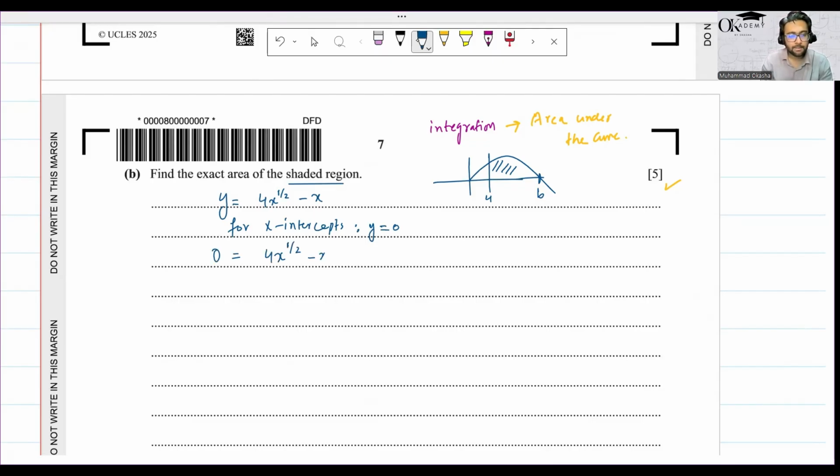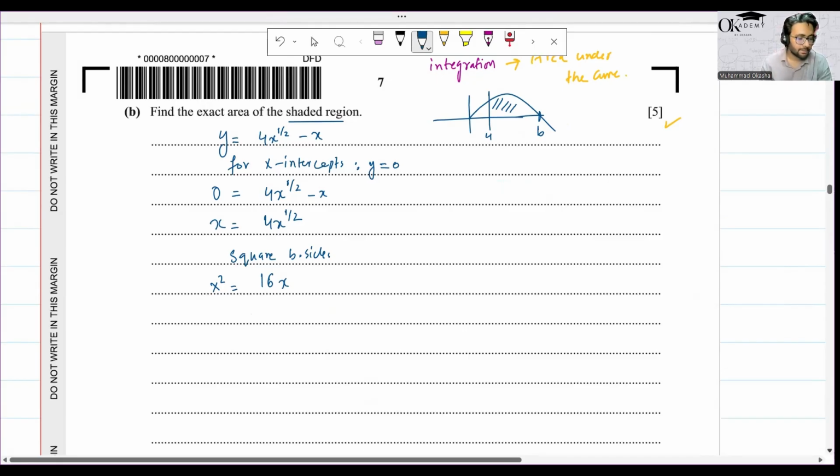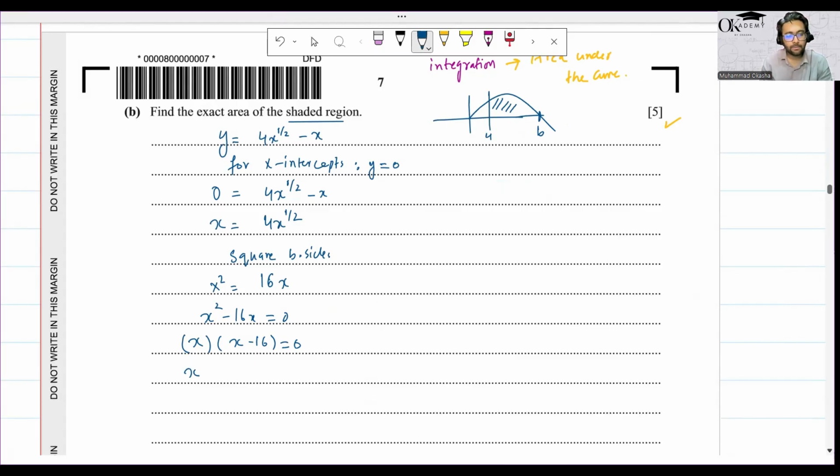4 x to the power of half minus x equals 0. I'll move x over to the other side. For x to the power of half, I'll square both sides. So that's going to give me x squared equals 16x, since the square of 4 is 16. I could move 16x over to this side: x squared minus 16x equals 0. If I take x as common, I'm going to get x times (x minus 16) equals 0. Either x equals 0 or x equals 16. I hope you know how to do this, right? So we worked out the two intercepts.